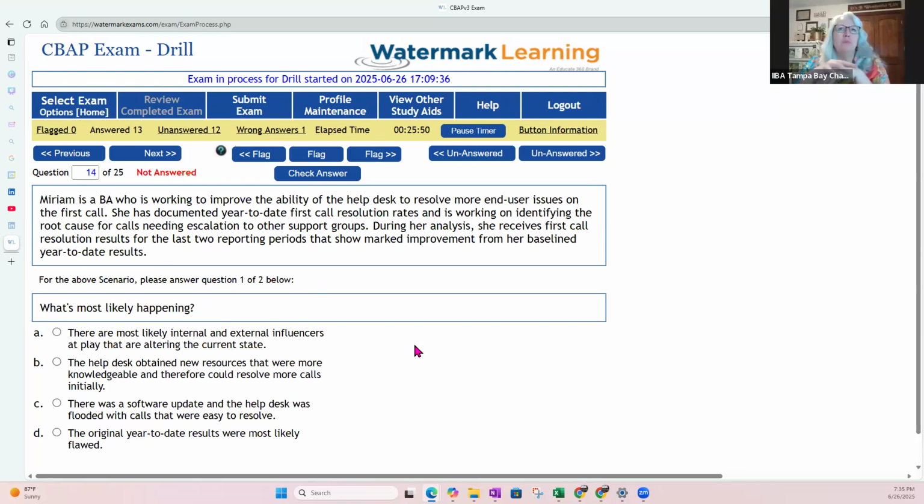Miriam is a BA who's working to improve the ability of the help desk to resolve more end user issues on the first call. She's documented year-to-date first call resolution rates and is working on identifying the root cause for calls needing escalation to other support groups. During her analysis, she receives first call resolution results for the last 2 reporting periods that show marked improvement from her baseline year-to-date results. Her most recent results don't match what she expected. So what's most likely happening?